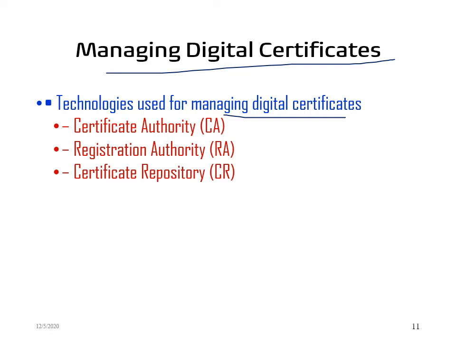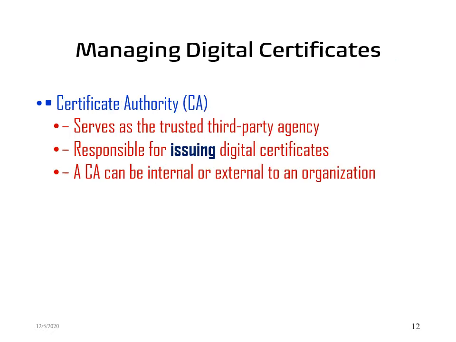The components for managing digital certificates are the certificate authority, registration authority, and certificate repository. These are the three components used for managing digital certificates. Let us see them one by one, starting with the certificate authority. It serves as a trusted third-party agency. So what I have told, right? A and B are conveying some message. If A is denying some message, saying that I didn't tell anything to that particular B, I have to have some common person, that is C, the trusted third-party agency.